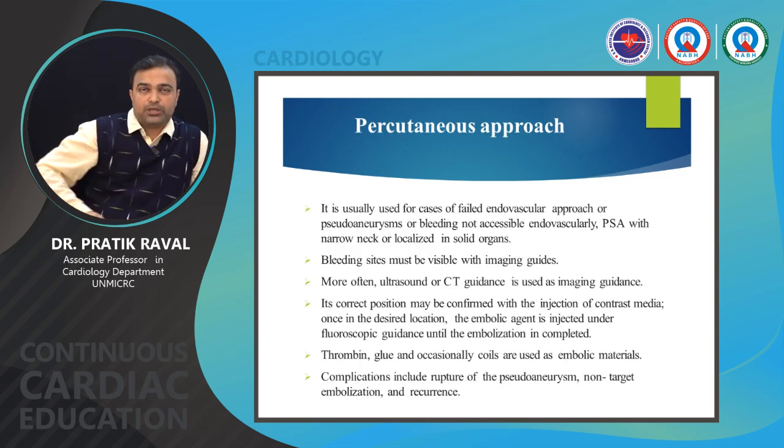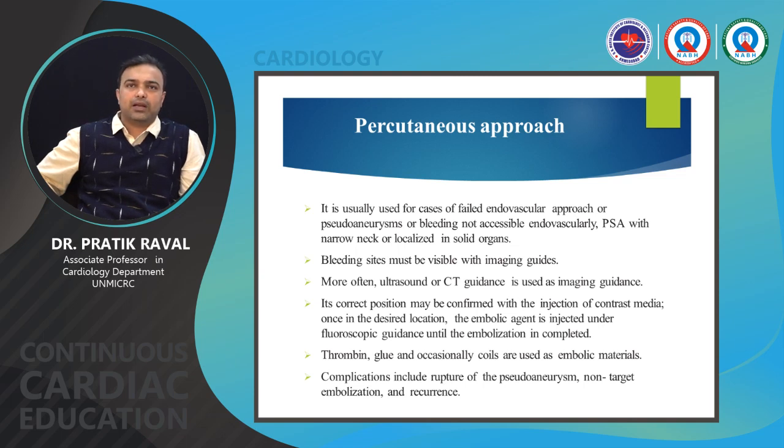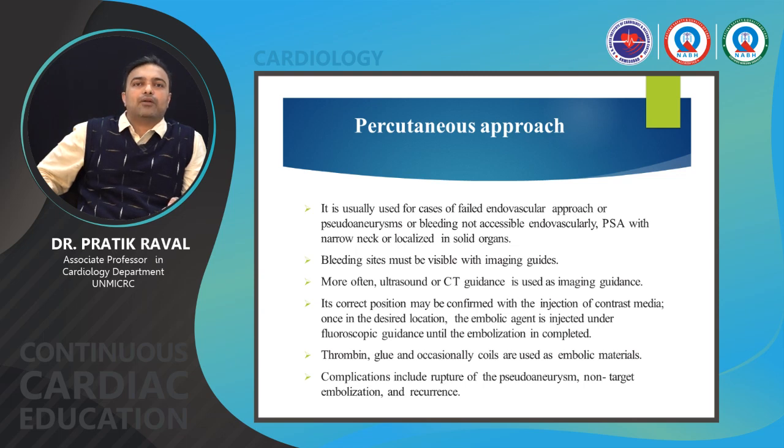The percutaneous approach is used when the endovascular technique has failed, or sometimes when the aneurysm is not approachable by the endovascular route. In this technique, the pseudoaneurysm is localized with the help of ultrasound and CT guidance, and once the position is confirmed, thrombin, glue or sometimes coils are injected percutaneously. One common example is thrombin injection in femoral pseudoaneurysm, which are very common after percutaneous coronary interventions.